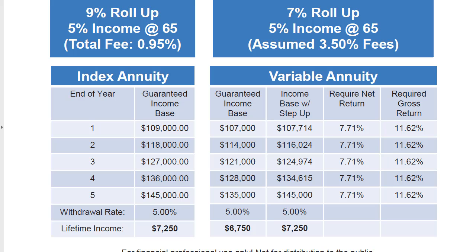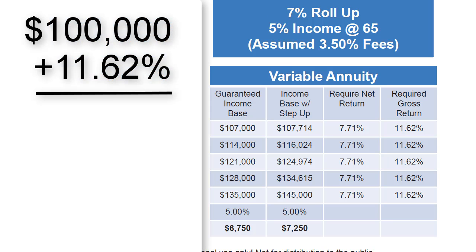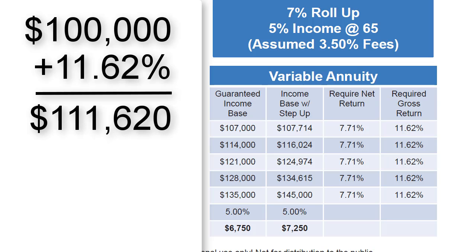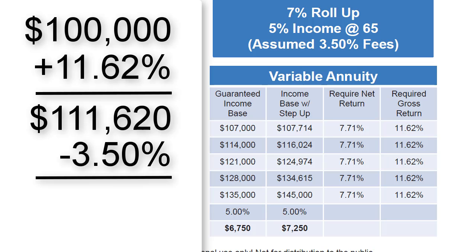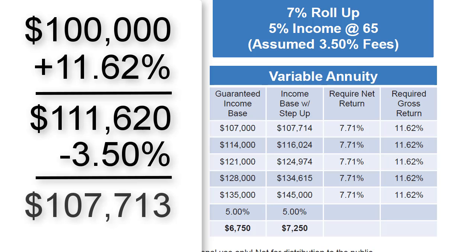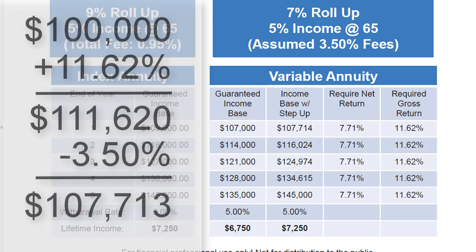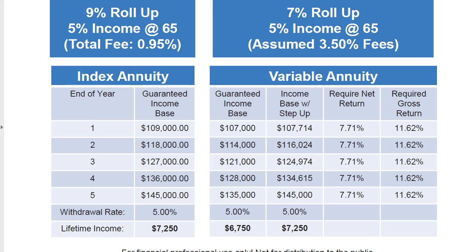And the reason is if you actually took, let's use our scenario here, if you took $100,000, right, and you increase $100,000 by 11.62%, that puts us at $111,620. Then you subtract 3.5% from that number. Well, then your actual account value would be $107,713.30, or in other words, 7.71%. So I hope that helps to clarify some of the information that we're looking at on this page here.